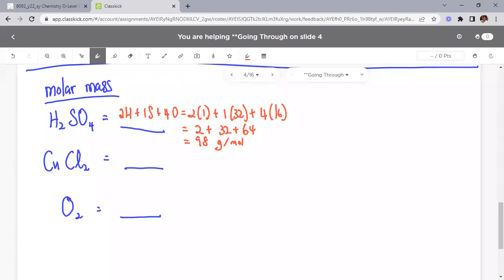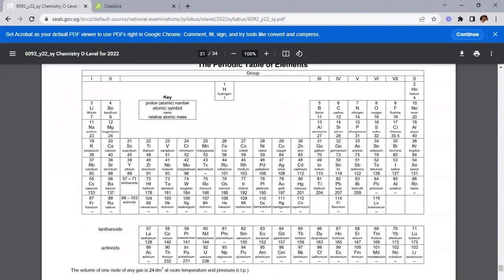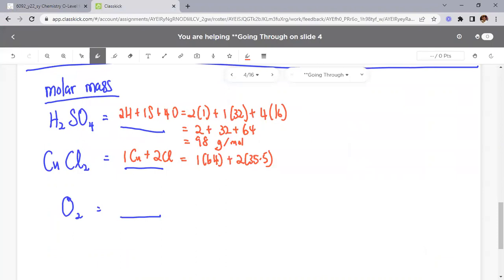Okay, next one, copper chloride. So this consists of 1 Cu plus 2 Cl. This is equivalent to 1 times 64 plus 2 times 35.5. Those of you not familiar with copper, copper is actually over here. So you can see the relative atomic mass of copper is 64. So that's why it's 1 times 64 plus 2 times 35.5. So it's 64 plus 71. So I'm going to get 135 grams per mole. Okay, so this is the copper chloride.